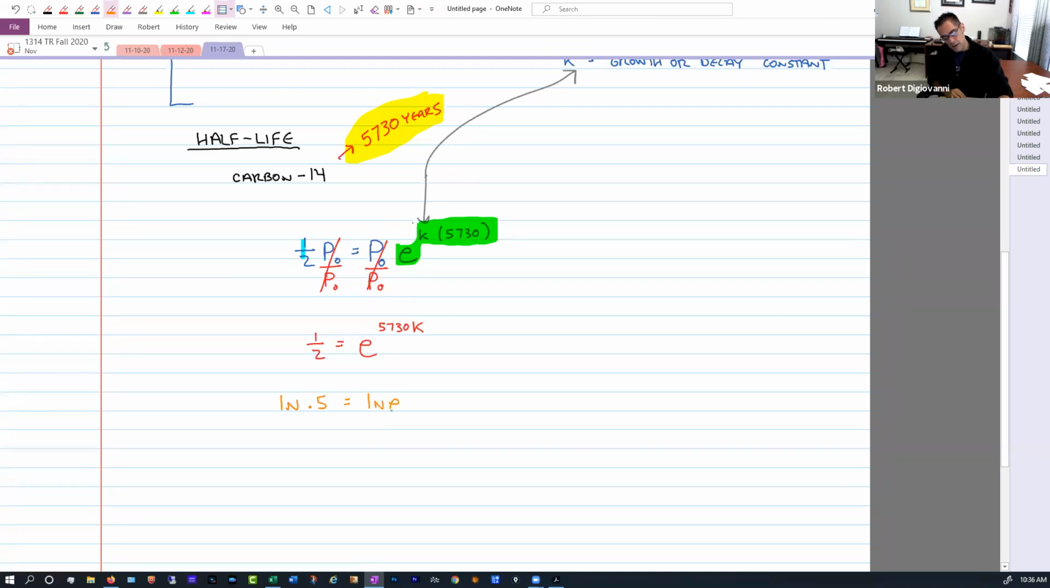Then ln of e to the 5730k. On the left-hand side, I have to do that on my calculator. Natural log of 0.5. I get negative 0.693 equals, and then on the right-hand side, the natural log and e kill each other off. I get 5730 times k. And now what I'll do is divide both sides by 5730.